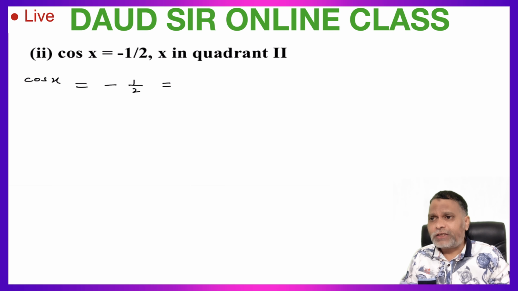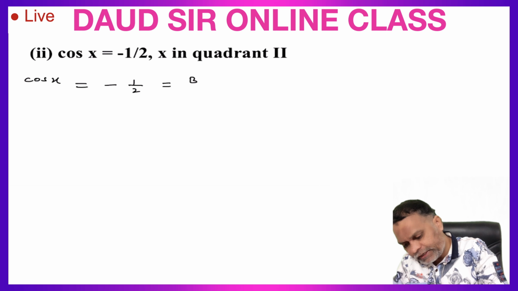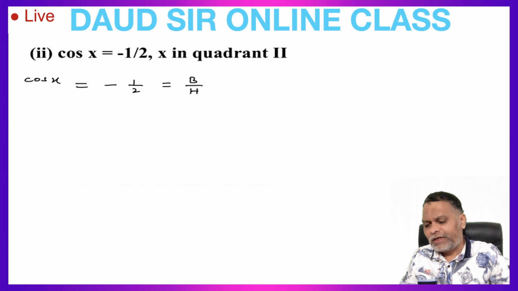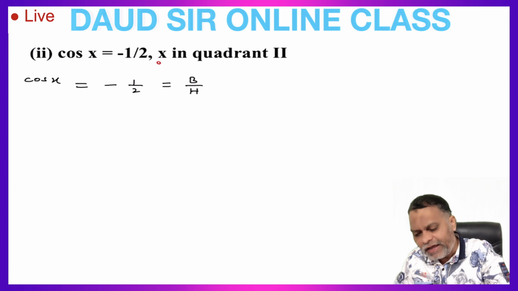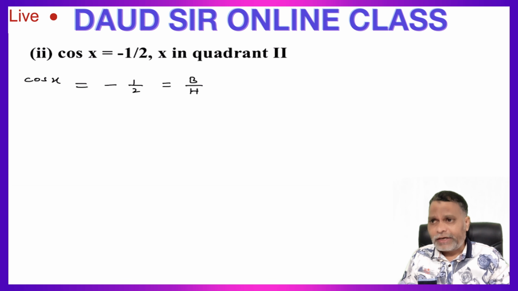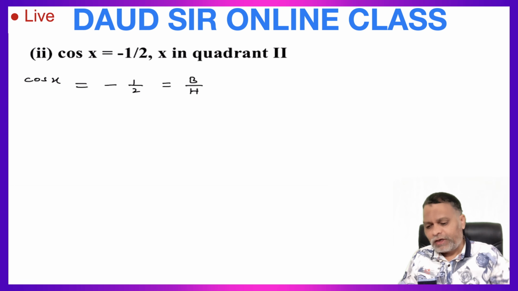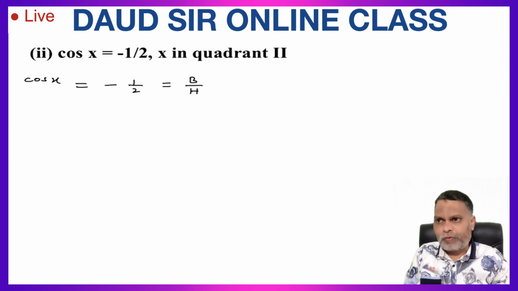Basically this cos theta or cos x is the value of cos x in terms of sides of a right angle triangle, base upon hypo. Here this minus sign indicates that the trigonometrical ratio cos x has the value minus 1 upon 2, and this minus sign indicates that x lies in the second quadrant. This acute angle x lies in the second quadrant, and in the second quadrant cos is negative. That is why this value of cos x is given as minus 1 upon 2.